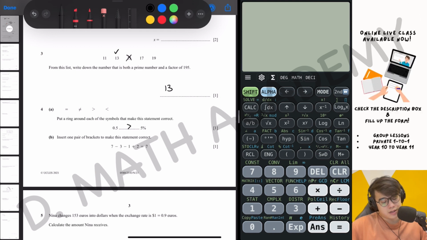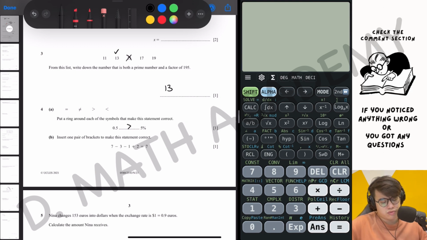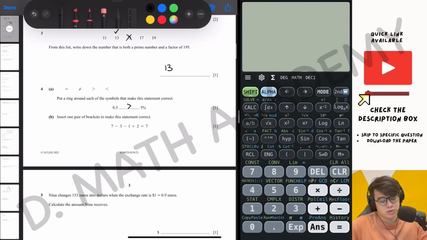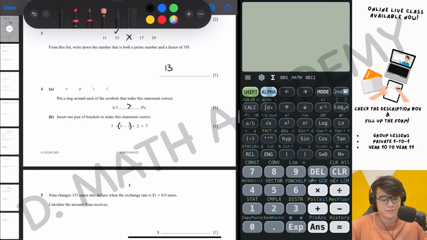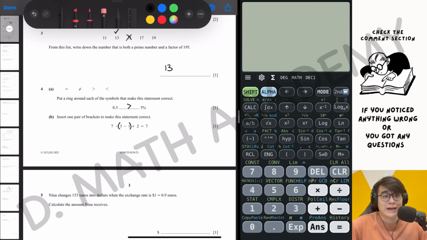Part B. Insert one pair of brackets to make this statement correct. So 3 minus 1 is 4, 4 plus 2. By putting brackets here, 3 minus 2 is 2. So you have negative 2 plus 2, they cancel off each other. So by putting brackets there, it should be the final answer.